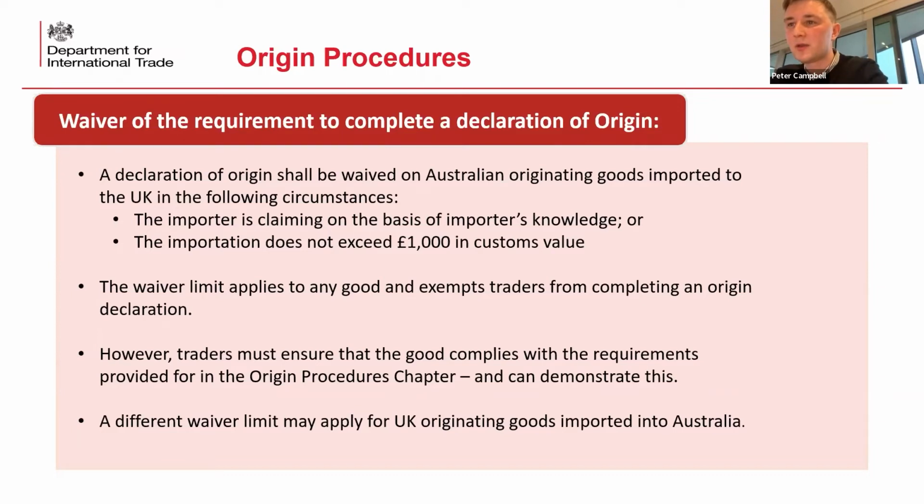And I think just to mention as well that this waiver limit of £1,000 is a UK HMRC set limit. I'm not entirely sure what that value will be for UK goods imported into Australia. So I think it's worth checking with the Australian Customs Authority. My understanding is that in other agreements, Australia has set that at $1,000 Australian dollars. So I guess around £600. And if you can move on to the next slide, please.